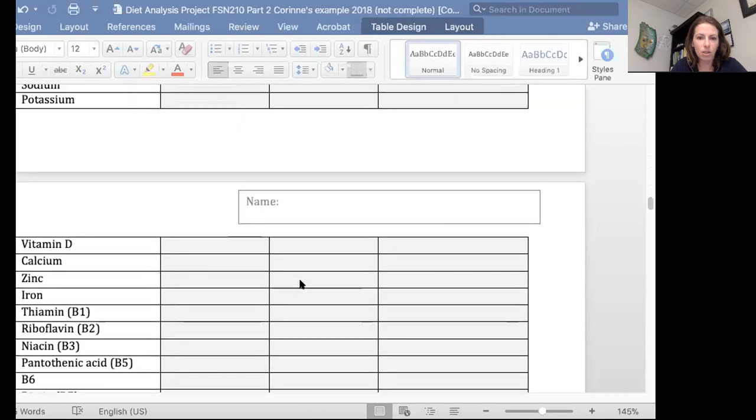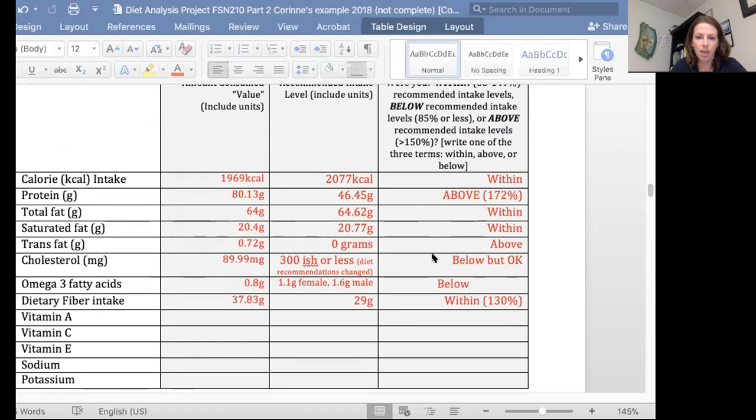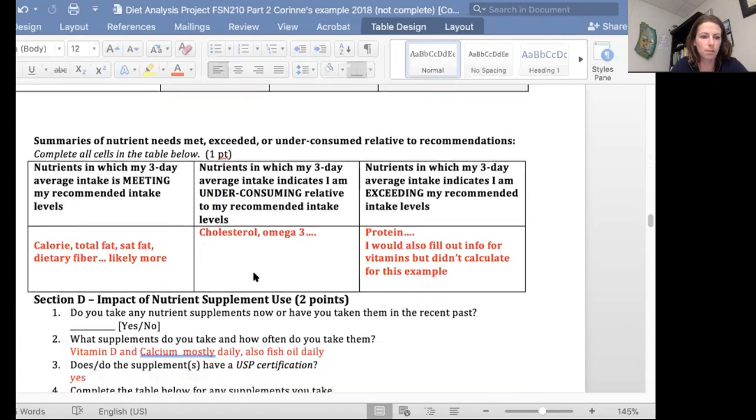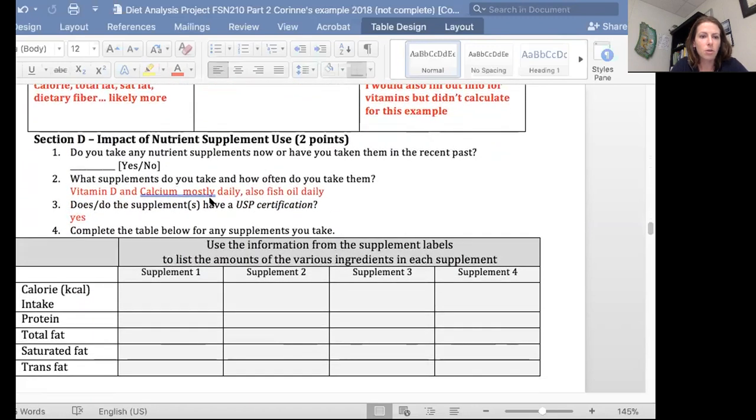Then for everything that you've filled out in this table, all the within, aboves, and belows, you're going to categorize them here. So I filled mine out based on what I had done, but you would also add the vitamins and minerals. Supplements. If you use any supplements, you're going to list them and then put how often you take them. If it has a USP certification, that means it's US Pharmacopoeia approved, which means the facility has been inspected for sanitation, the supplement contains what it says it has in there, and you can absorb it very well.